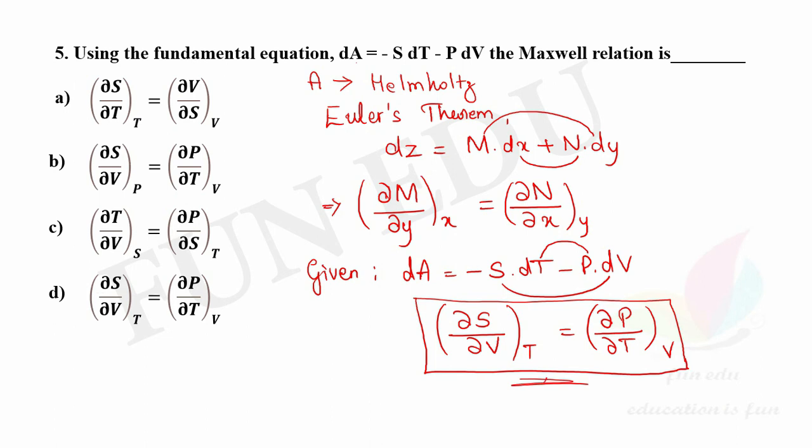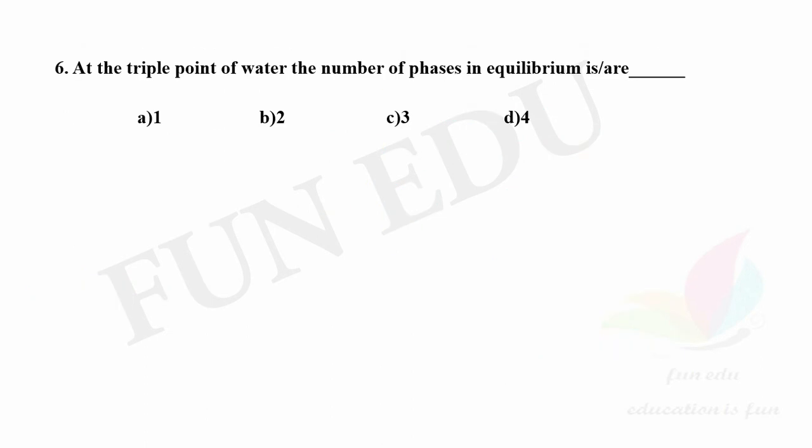So what is the relation? Delta S by delta V at constant temperature is equal to delta P by delta T at constant volume. So just to find out, T and V are present here and here. So the correct one is this one, D. So delta S by delta V at constant temperature is equal to delta P by delta T at constant volume. So that is the Maxwell's relation for the given equation. Yes. Next question. At the triple point of water, the number of phases in equilibrium is or are.